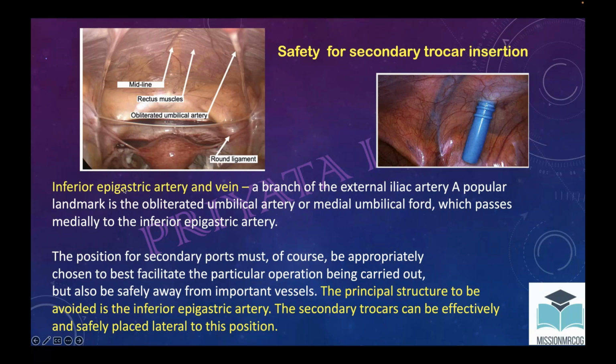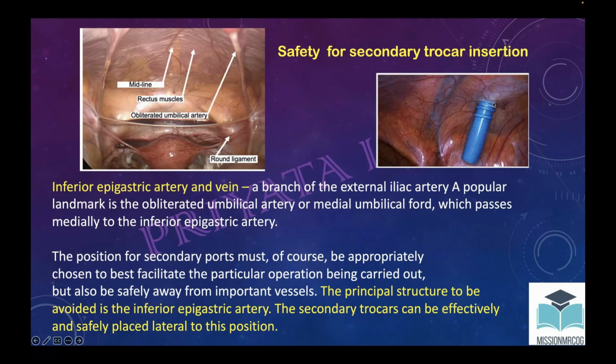This is the medial umbilical fold. The artery passes lateral to it. So here will be somewhere the artery, because this fold is medial. So whenever you put a trocar, you have to put it lateral to it. If here is the artery, you have to put the trocar lateral to it. Now you can see it in this picture. So this is the inferior epigastric artery, and they have put the trocar lateral to it. This way you will be able to prevent injury to the inferior epigastric artery.